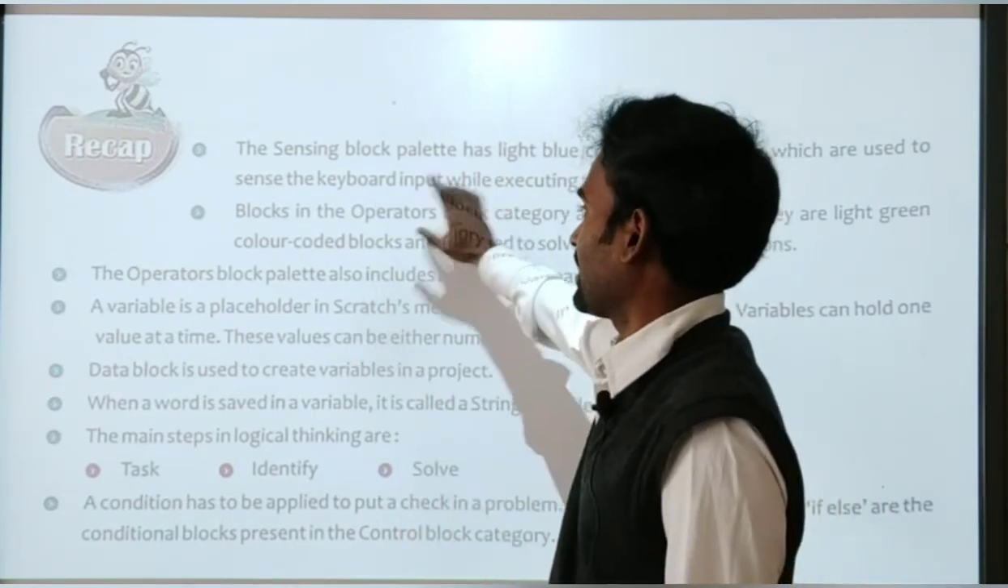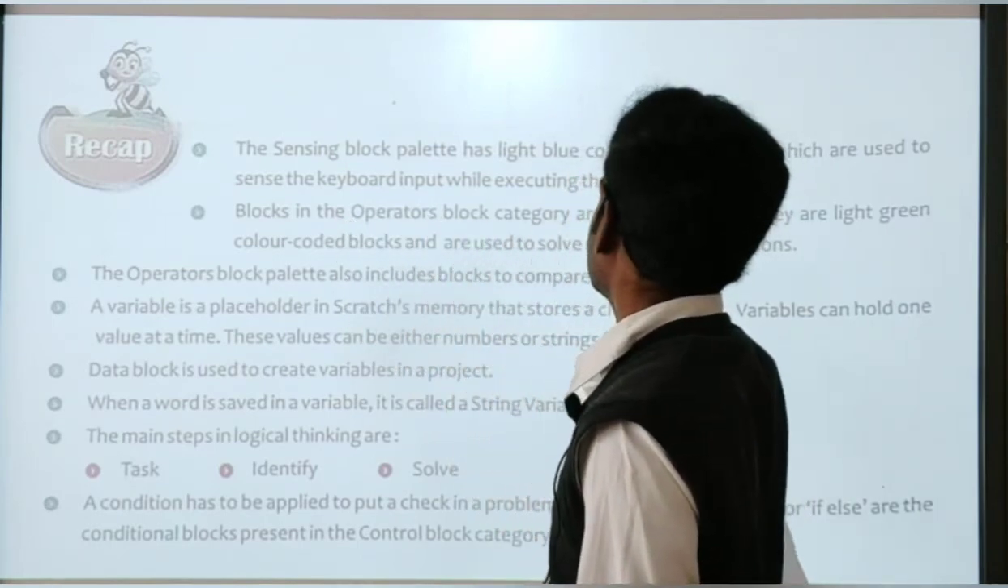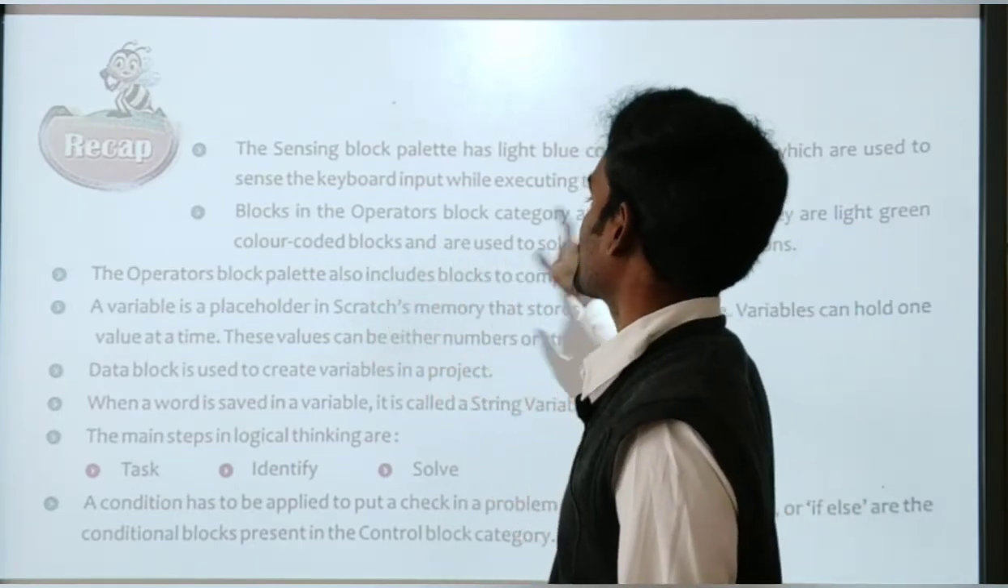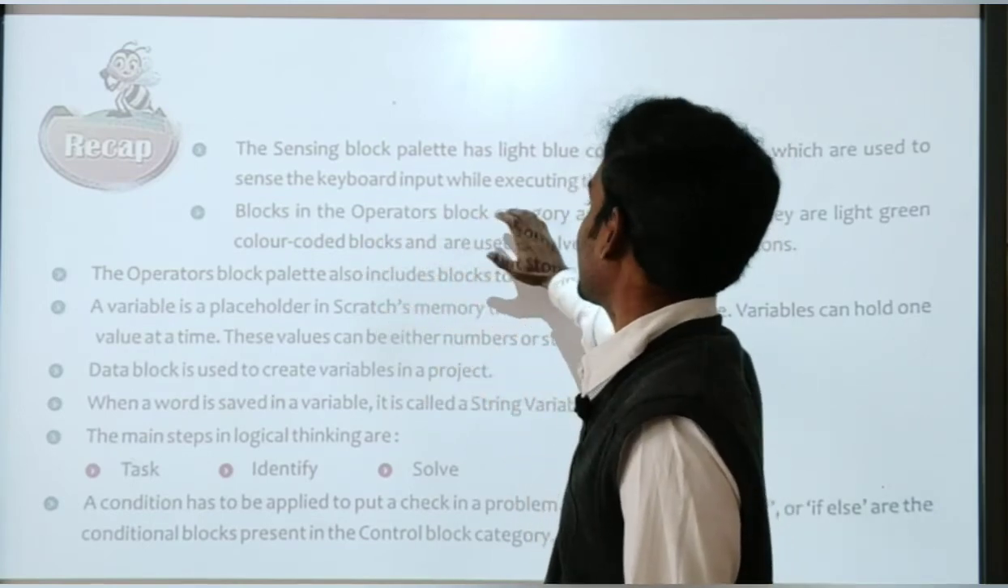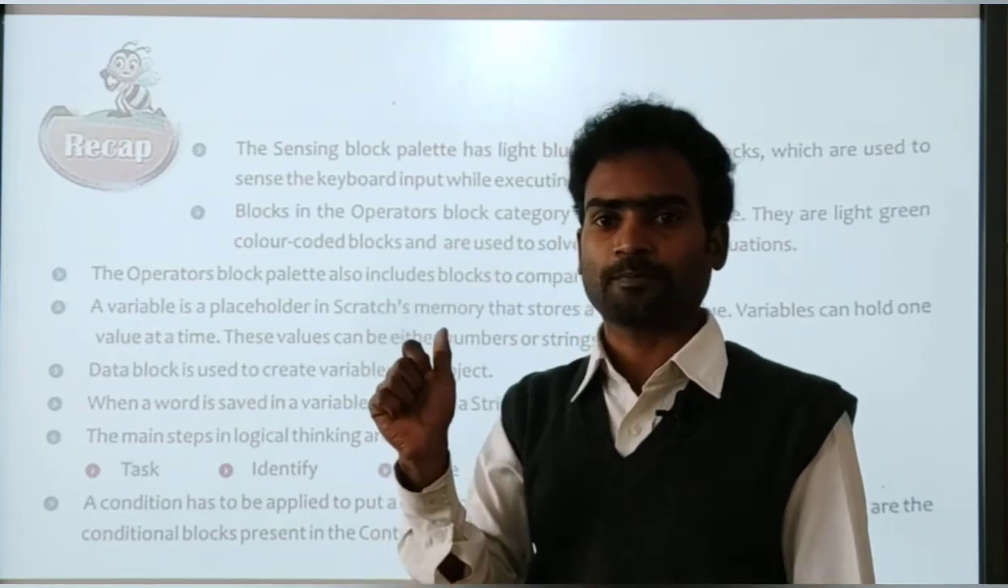Blocks in the operators block category are round in shape. They are light green color coded blocks, and they are used to solve mathematical equations. So the operator blocks category is round in shape. We have seen this already.